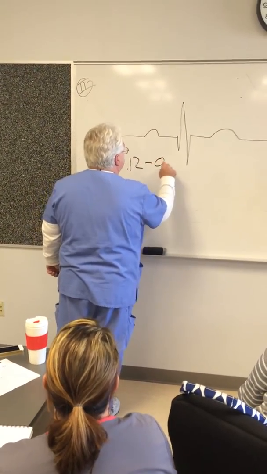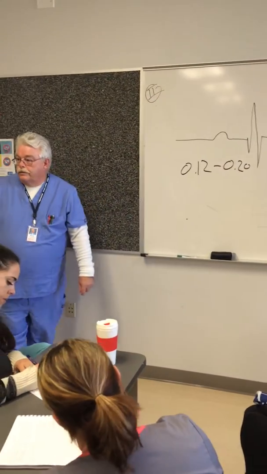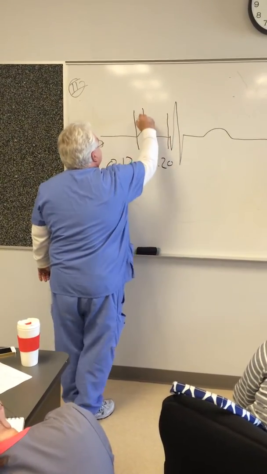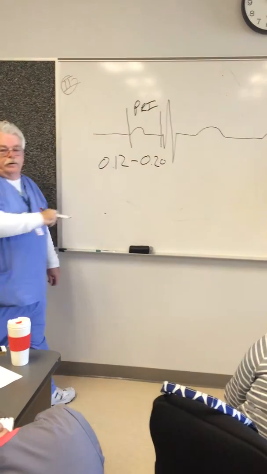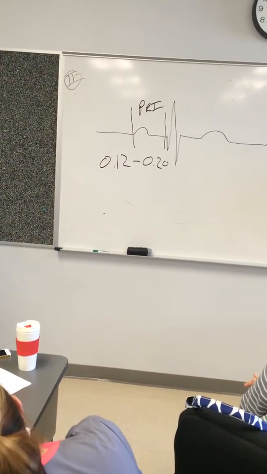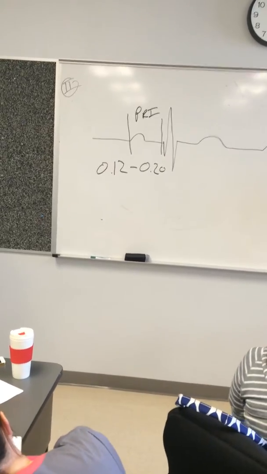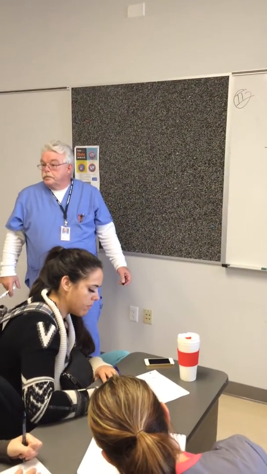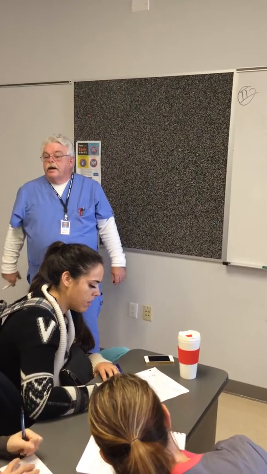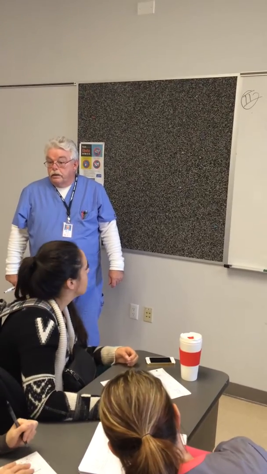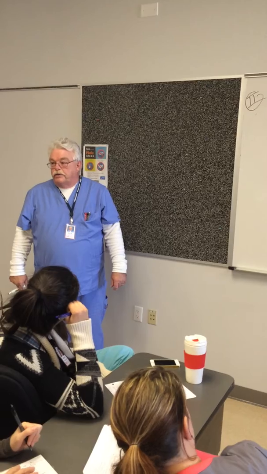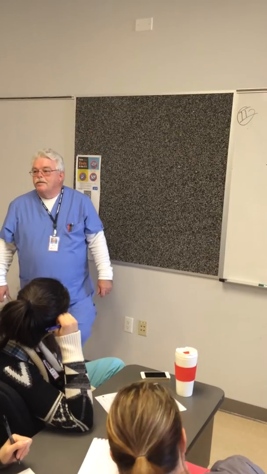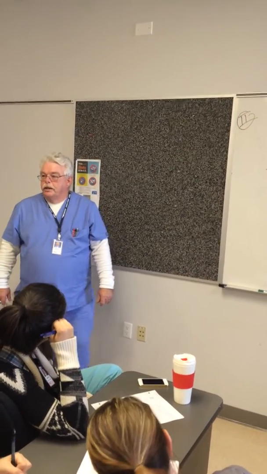Now we have to measure. The time from here to here is called the PR interval. In a normal adult human being, it has to be between 0.12 and 0.20, which is 3 to 5 boxes. Now you can count boxes. How many little boxes in a big box? 5. Okay, so a big box is worth 0.20. How much is each little box worth? 0.04. Right.